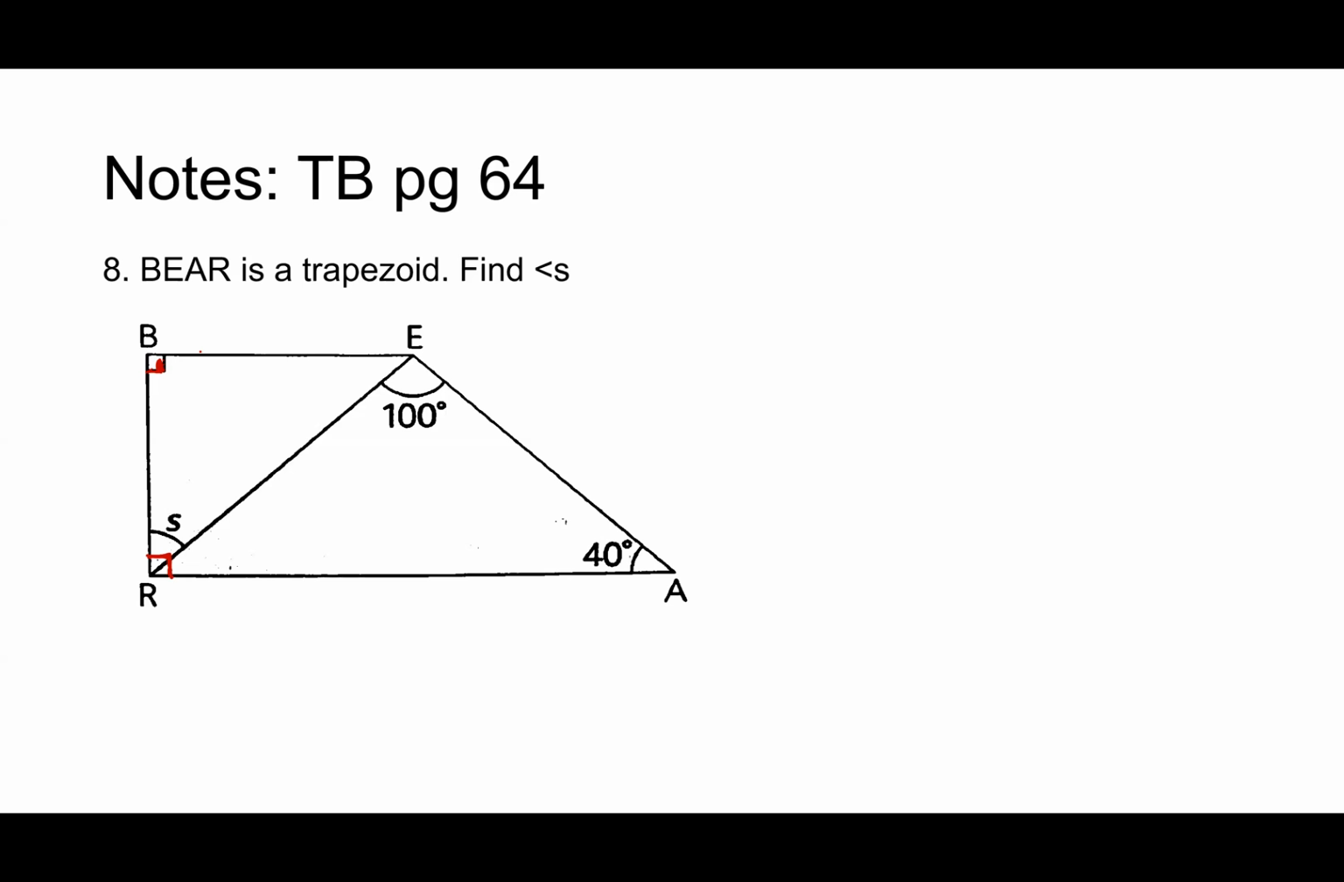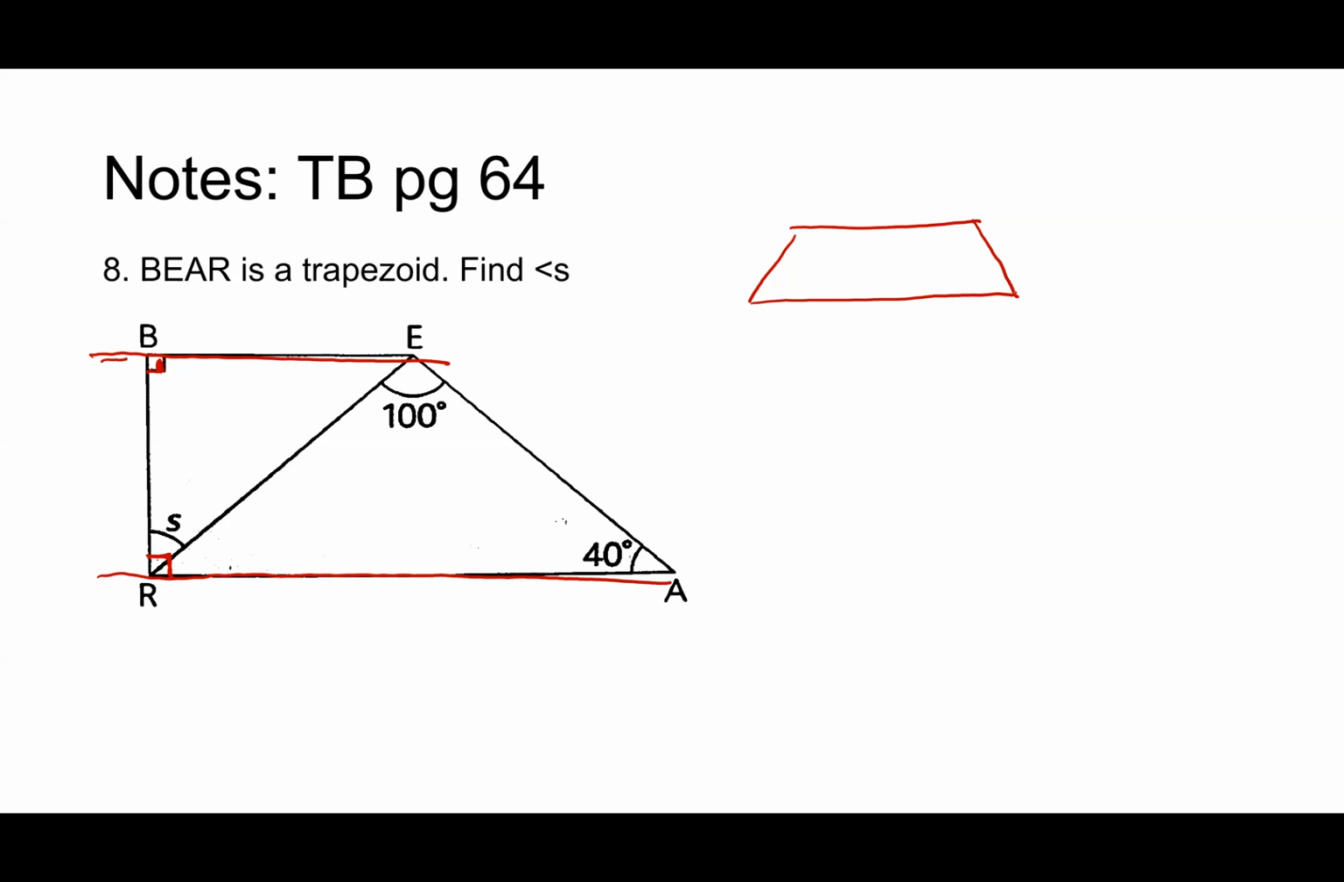Elin. Yes, good job. Because BE and RA are parallel. So this is the definition of a trapezoid, you guys. A trapezoid means that we have two parallel lines joined by two lines that are not parallel, okay? When we have two parallel lines, if you were looking at your blue reference sheet, you would notice that we have a couple rules that would apply here.